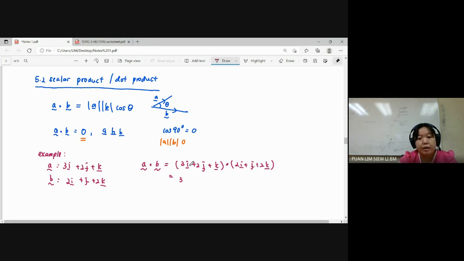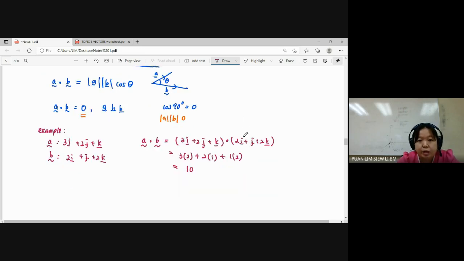Apa nilainya? Kalau I, 3 darab 2. Tambah 2 darab 1. Then untuk K, 1 darab 2. So kita tengok nilai saja. So that's why this topic we call it scalar product. Dot product. So hasil darab ini kita dapat apa? So kita akan darab, kita akan dapat, 6 plus 2, 8. So we get 10. So ini cara kerjanya. Macam mana kita nak dot.